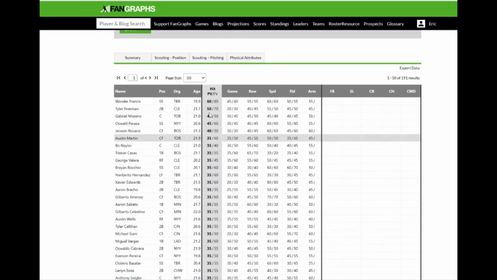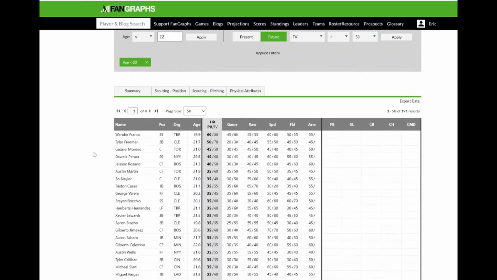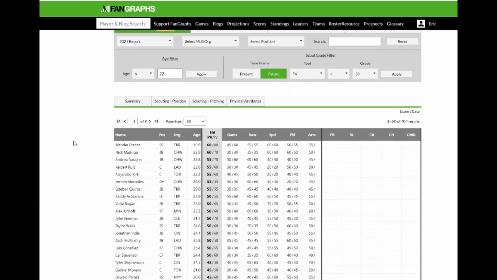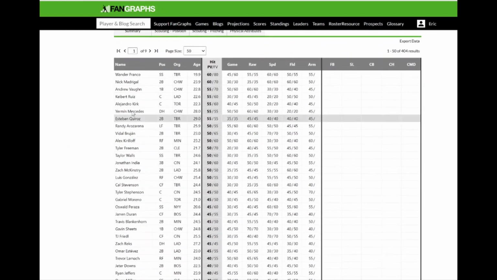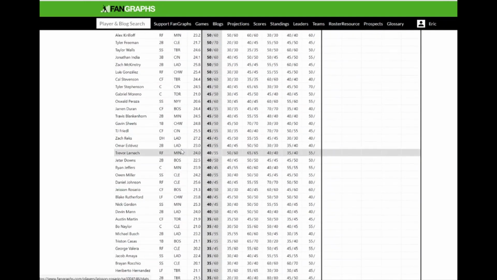And that's how most of the present hit tool grades get doled out, right? Until the players get to AA or above. Then at that point, that's not that many players. It's only a couple levels worth of players. At that point, I'm trying to actually gauge what they would do if they were dropped in the big leagues tomorrow. So for the upper level players, you'll see that their present hit tool grade is just what I think it would be if they were in the big leagues tomorrow.